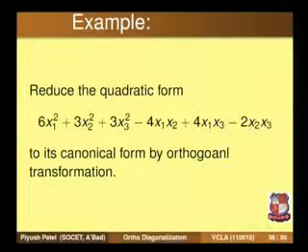So let us look at an example that will clarify this, and we will go into the detail. Reduce the quadratic form 6x1 squared plus 3x2 squared plus 3x3 squared minus 4x1x2 plus 4x1x3 minus 2x2x3 to its canonical form by orthogonal transformations. So what is our first step? In the first step we will find the associated real symmetric matrix.